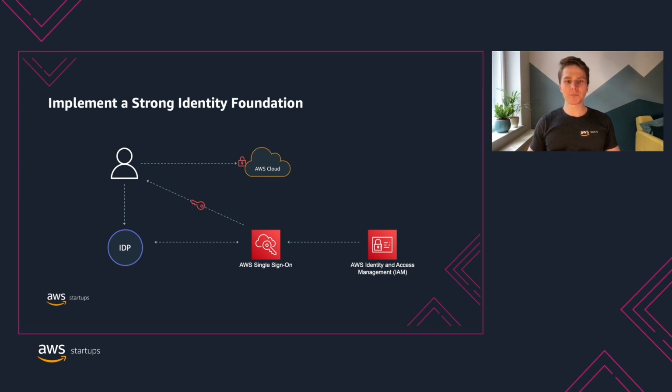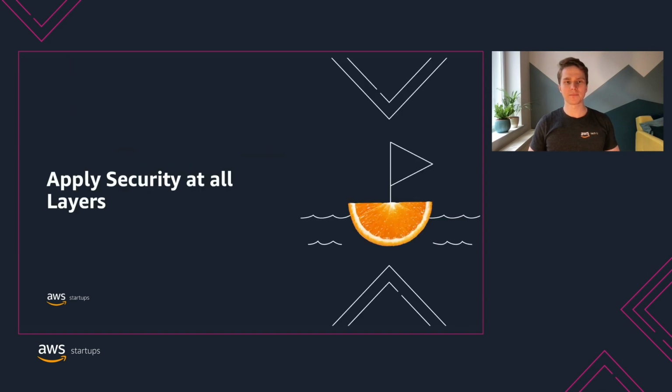Additionally, this approach allows you to easily scope down and limit access for users in different environments and applications, abiding by the principle of least privileges. This means only giving the amount of permissions needed to fulfill a task. The IAM Access Analyzer now makes it easier for you to implement least privileges permissions by generating IAM policies based on your activity. Next up, applying security at all layers.